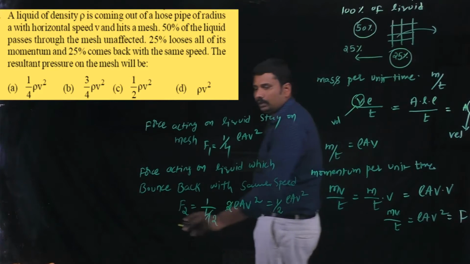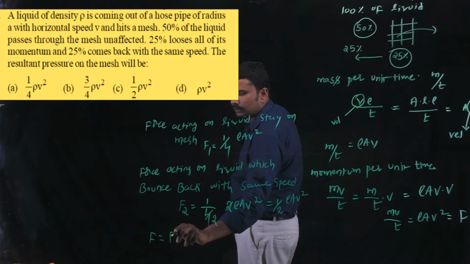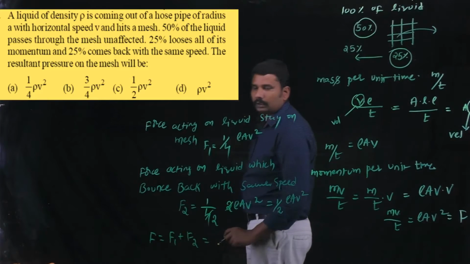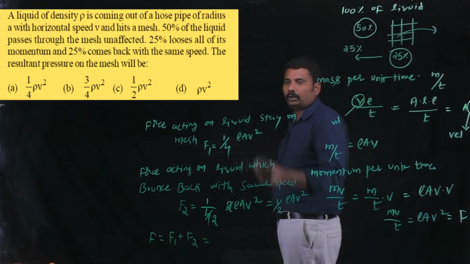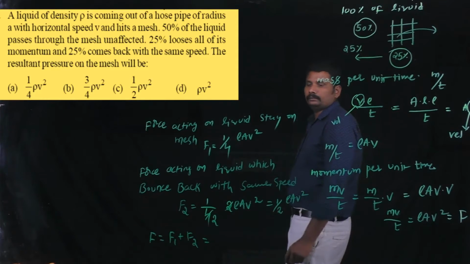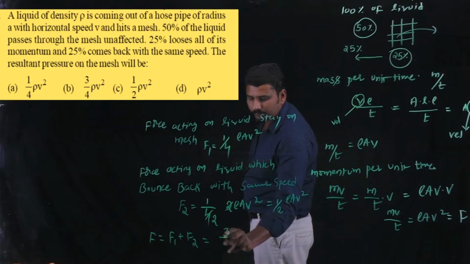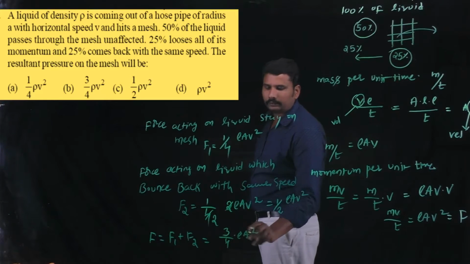The total force is F equals F1 plus F2. By adding these two terms, it is 1 by 4 rho a v square and 1 by 2 rho a v square. By solving this, we got 3 by 4 into rho a v square.